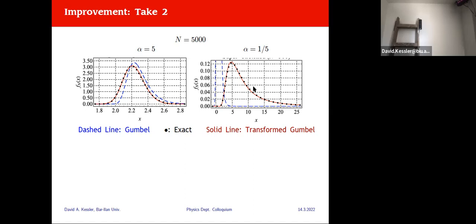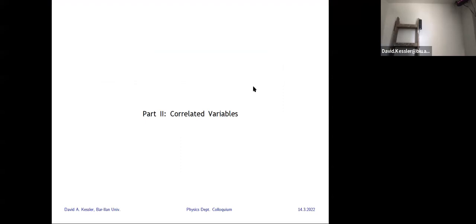Similarly, this is for alpha 5, the same story. The blue is terrible. The red is when you do our little trick. And since it works for the extreme cases of Fréchet and Weibull, it works everywhere. So that's our little contribution to the solved problem of independent variables.